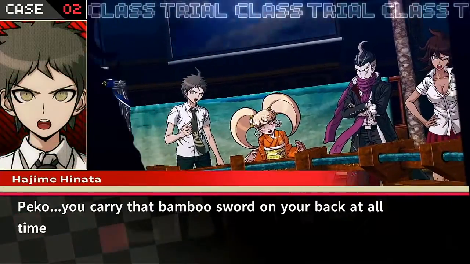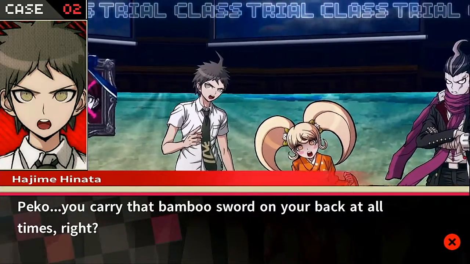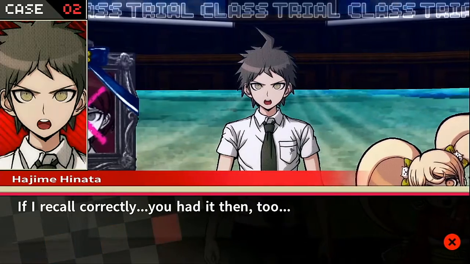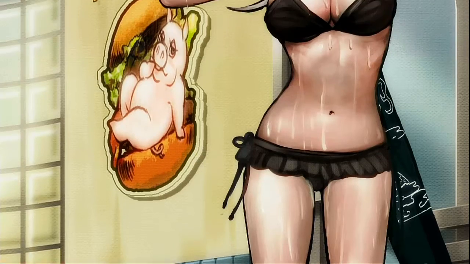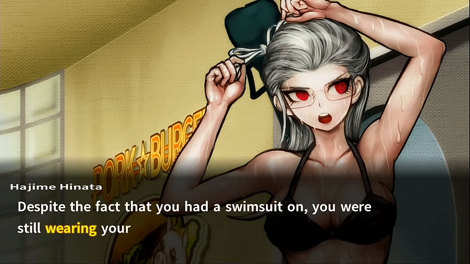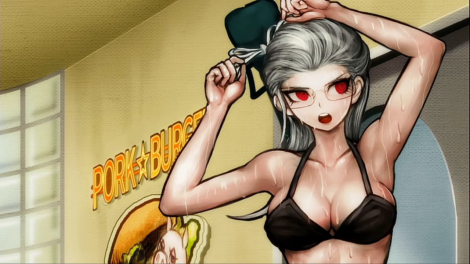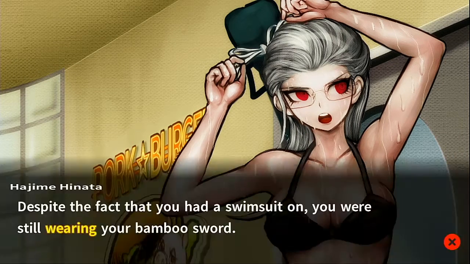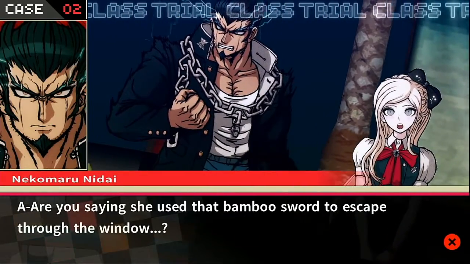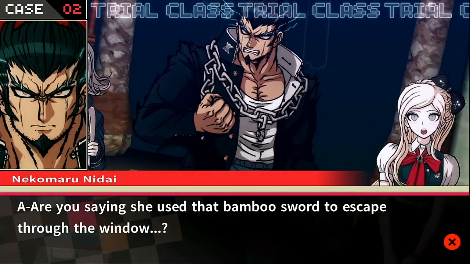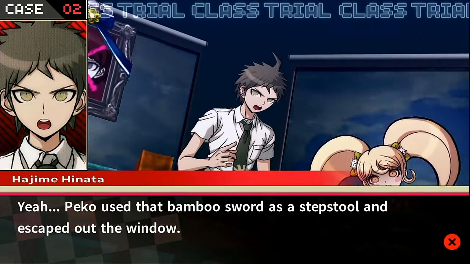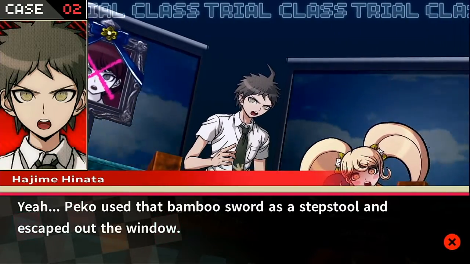Peko, you carry that bamboo sword on your back at all times, right? If I recall correctly, you had it then too. Despite the fact that you had a swimsuit on, you were still wearing your bamboo sword. Are you saying she used that bamboo sword to escape through the window? Yeah. She used that bamboo sword as a step stool and escaped out the window.